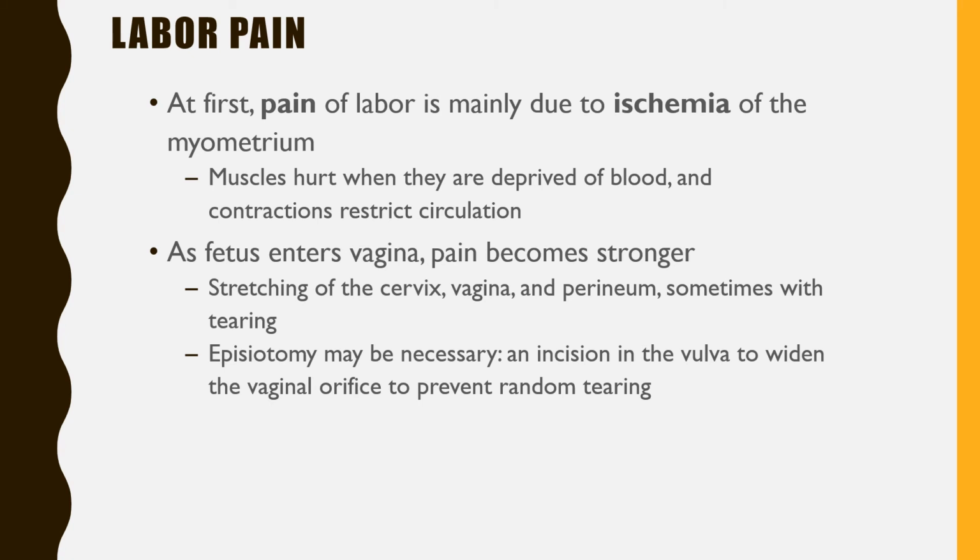Now, an episiotomy is a procedure which may be necessary. It's not always used, but it may be necessary. And this is an incision in the vulva, which is the opening to the vaginal canal, to widen the vaginal orifice to prevent random tearing. So you're basically giving a nice clean cut to allow something to heal better and move more easily, to prevent a random tearing occurring somewhere else where the healing might take much longer.